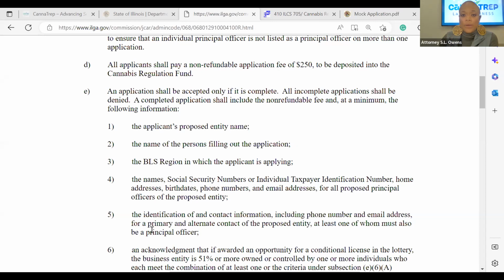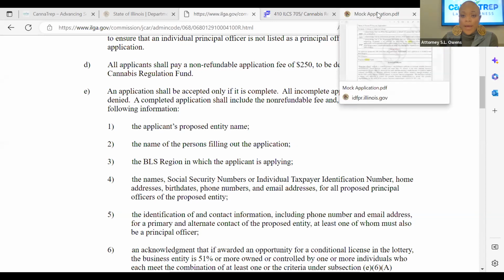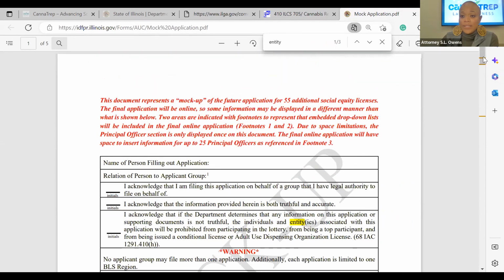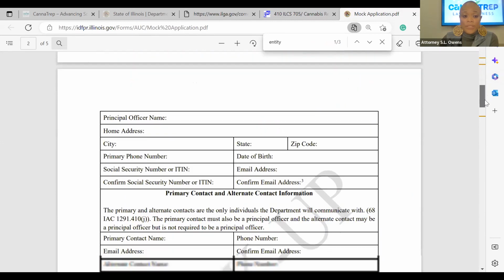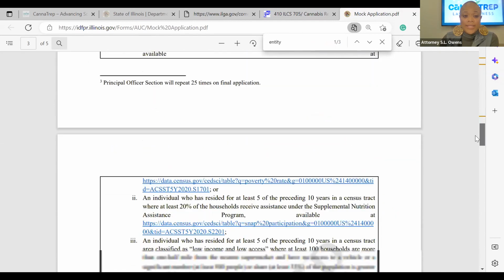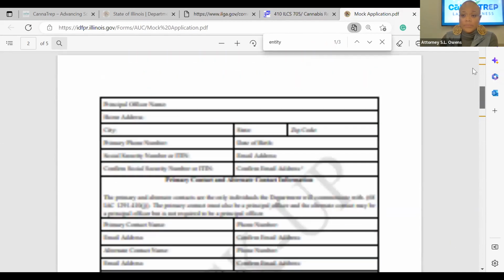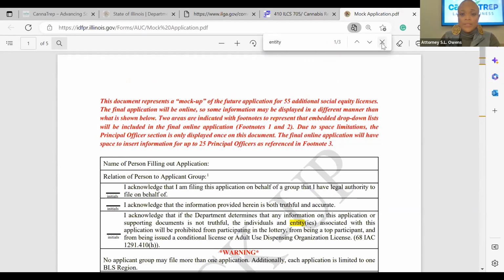Great question. Where I would start with this is again on the mock application, which is number 3. Is my mock application showing yet, Tricia? Yes. Okay. I've looked at this mock application a ton of times, and none of it says that you have to attach anything. I don't see anything about attachments here.